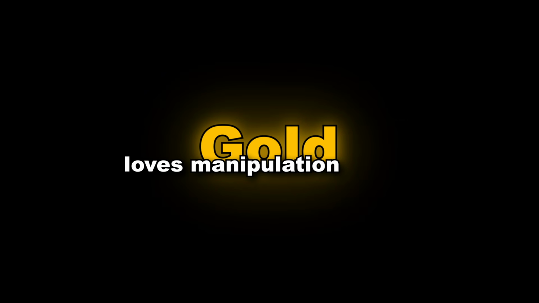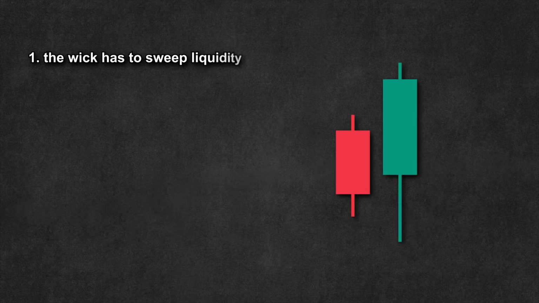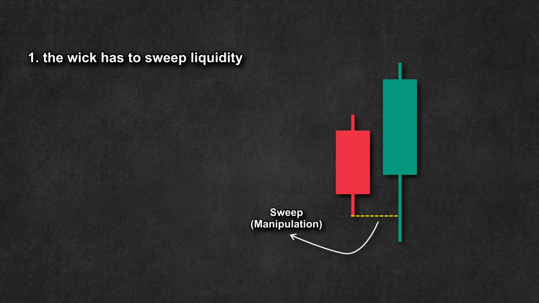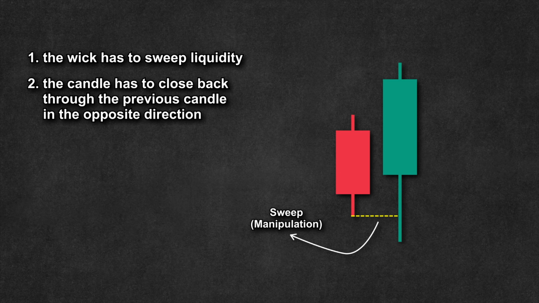Point 3. Gold loves manipulation wicks. But not just any wick. A manipulation wick has 2 specific conditions. First, the wick has to sweep liquidity. Take out a previous candle low, a previous high, any major level where stops are sitting. Second, the candle has to close back through the previous candle in the opposite direction. Sweep plus reversal close in a single candle.